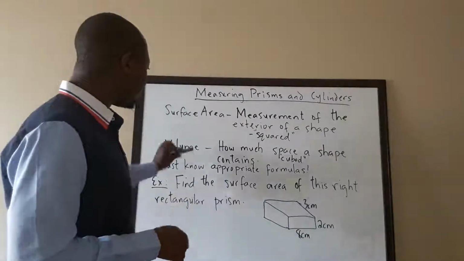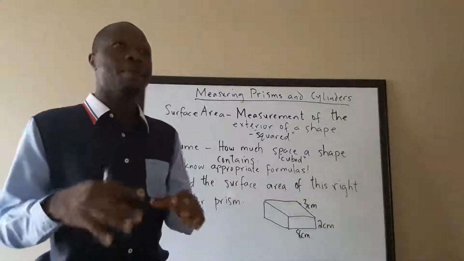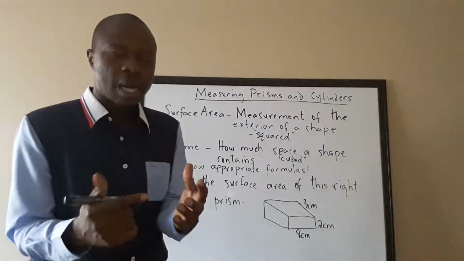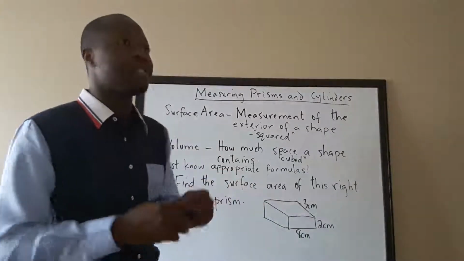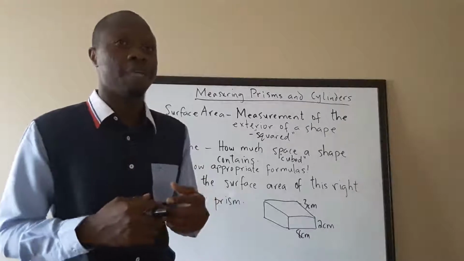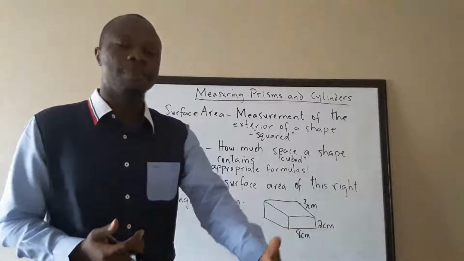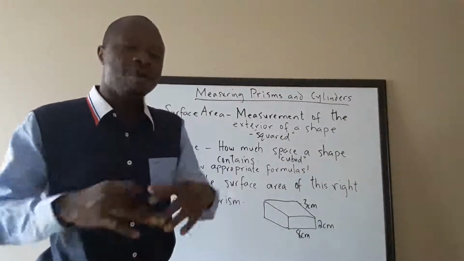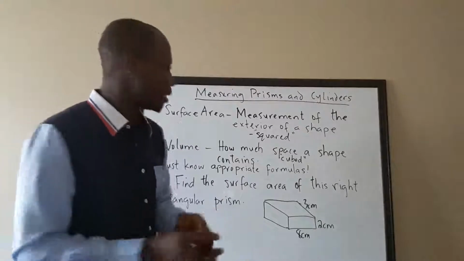And for volume, when they're asking about volume, they're talking about how much space a particular shape contains. So for example, if you have a shape like a cylinder and they're asking you for the volume, they're asking how much space you can find in that cylinder, basically.